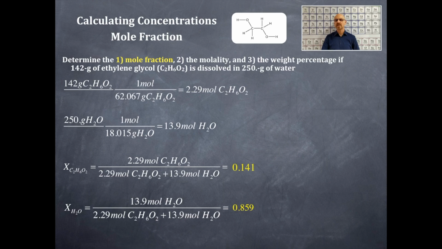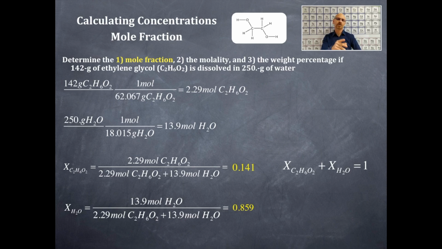Now I want you to think about these two numbers and what they should sum up to. There's only a two-component system, so the mole fraction of ethylene glycol plus the mole fraction of water should sum up to 1. So I recommend that you get the mole fraction of ethylene glycol, then get the mole fraction of water. Then you can take one of these and plug it into this equation on the right-hand side to check your work and solve for the other mole fraction, since they must sum up to 1.